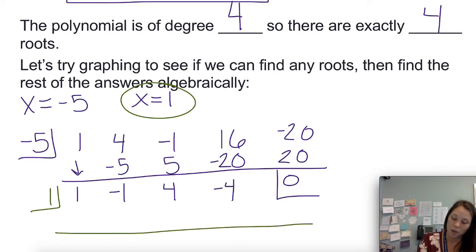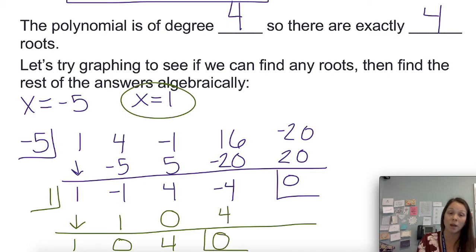I'm going to draw my line and carry down the 1. 1 times 1 is 1. -1 plus 1 is 0. 0 times 1 is 0. 4 plus 0 is 4. And 4 times 1 is 4. And then we get 0, which is no remainder, which is good.